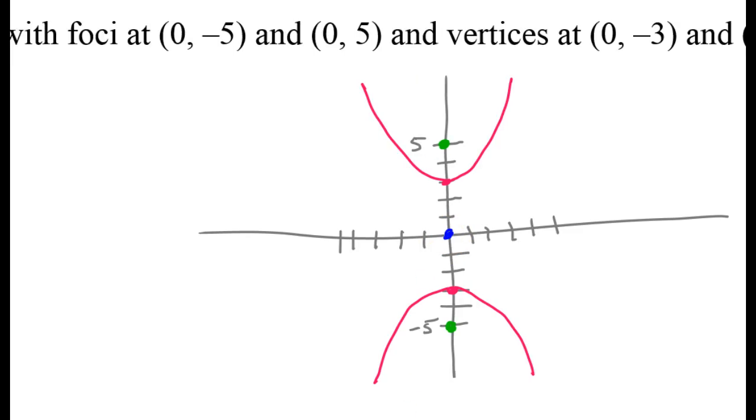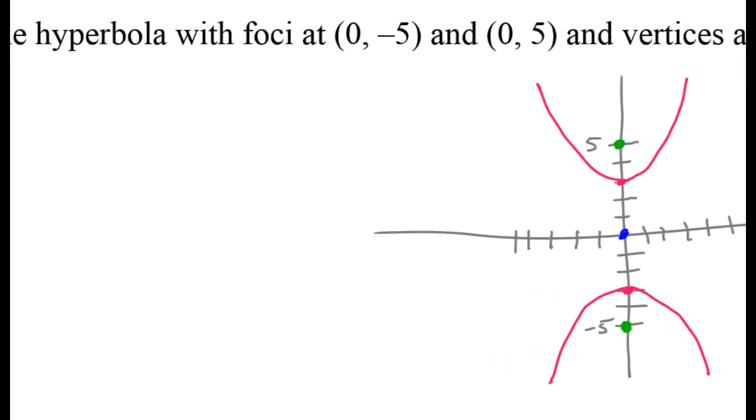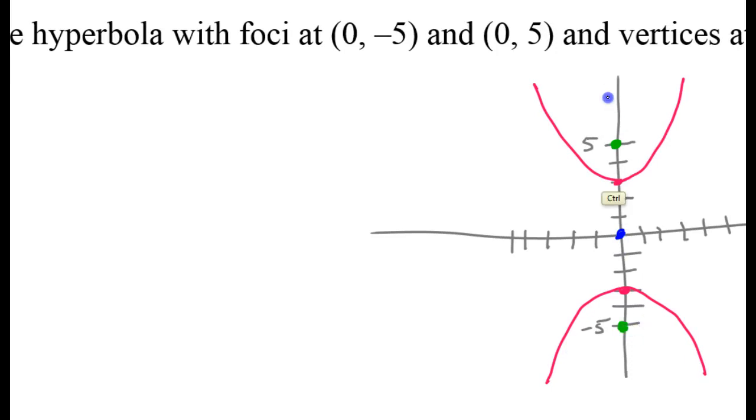Knowing that it's vertical tells us which term is going to be first. Because this is vertical, that's the y direction, I know that the y term is going to come first and be positive. So I know I'm going to have y squared over something, and then minus x squared over something is equal to 1. So all I need is the a value and the b value.